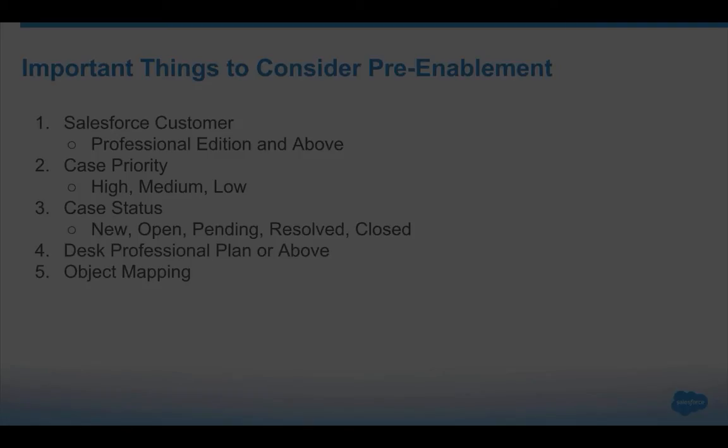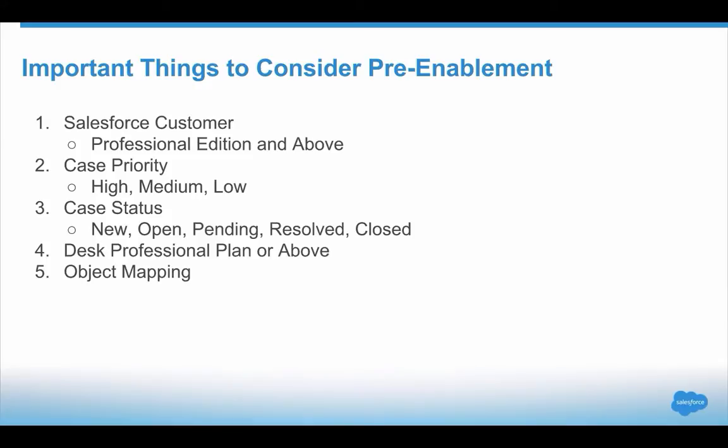Once we confirm that, from the Desk side, you want to make sure that you as a Desk customer are on a Desk Professional Plan or above. It's the same thing as being on the Salesforce Professional Plan or above. We're going to talk about object mapping. So Brett gave us brief information on the three standard objects that we map, and those are case, contact, and accounts.